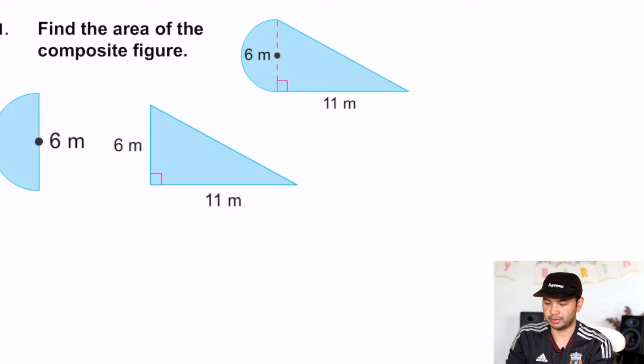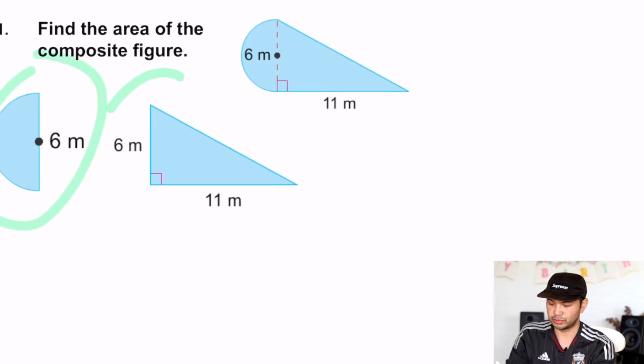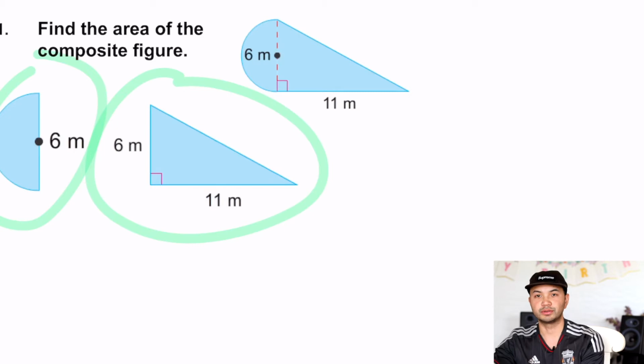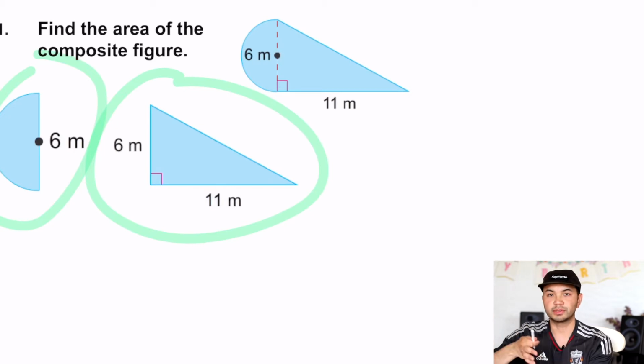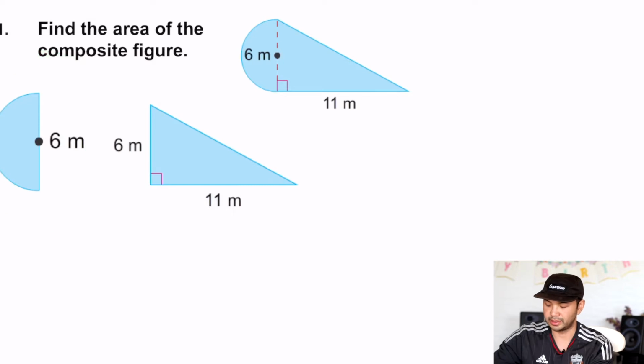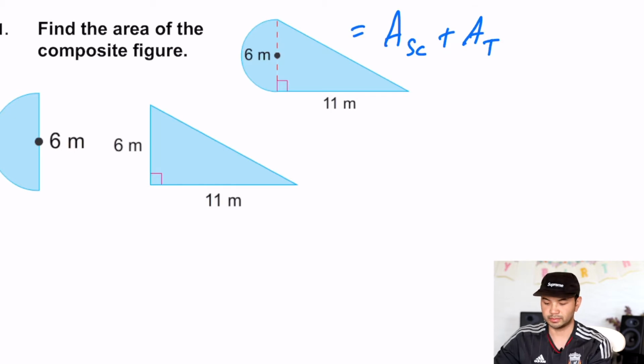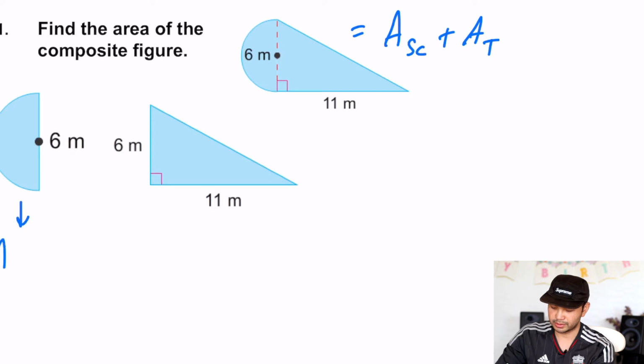So now that I split those up into two separate shapes, all you need to do for a composite figure is find the area of the semicircle, find the area of the triangle, and add them together. So just for the sake of being clear, I'm going to say area of the semicircle plus the area of the triangle will equal the area of that figure, right? So let's do area of the semicircle first.